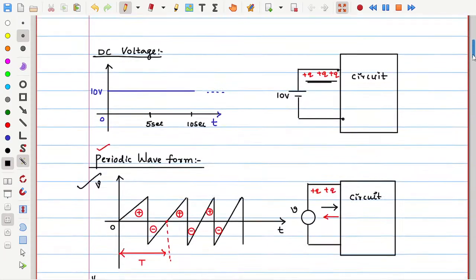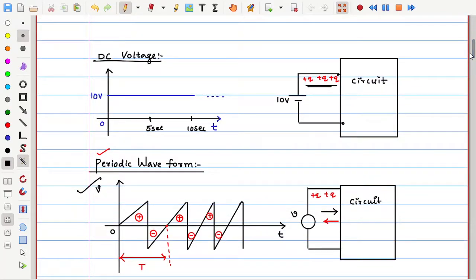And we stated one more important thing, that if we have a DC voltage like this, then at any instant of time, whether 1 second, 2 seconds, or 5 seconds, we always have 10 volts magnitude. It represents that if we connect this kind of voltage to a circuit, then it can transfer charge from this battery to the circuit. Some Q amount of charge may be transferred.